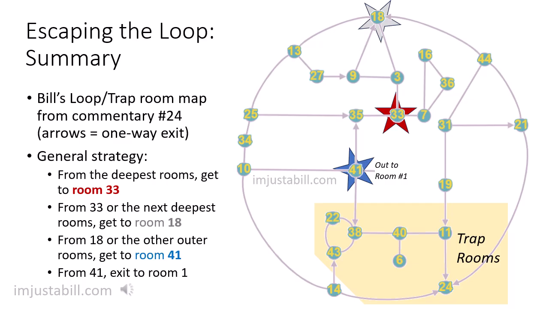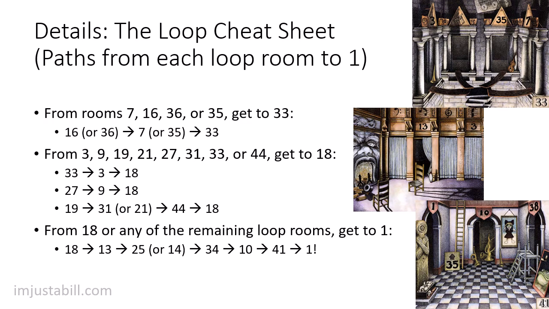Now let's look at this in some more detail. You can use the map that I showed in the previous slide if you want to pause it, take a screenshot, or whatever. But just to list out the rooms here: if you are in the deepest part of the maze, which I would say is rooms 7, 16, 36, or the closet room 35, you can get to room 33, and here I have the path for that. If you're in any of the next rooms, I have the paths listed out here to get to 18. And then from 18, or any of the rooms that follow, there's a direct path to get to 41 and to room 1.